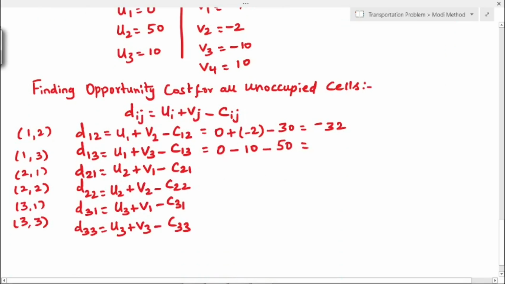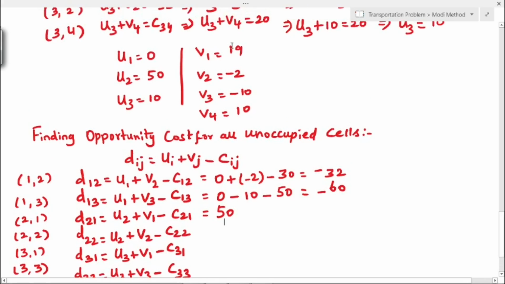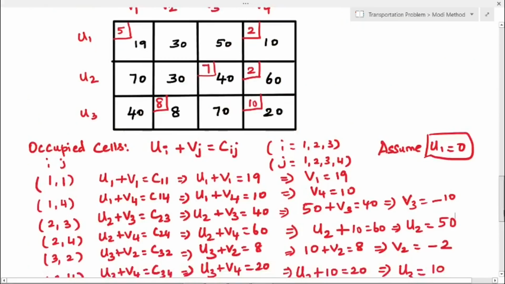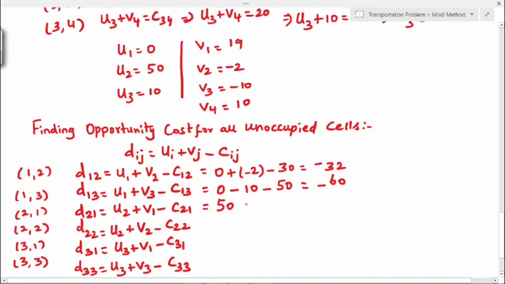So simplify this: minus 10 minus 50, so that is minus 60. Similarly here, the U2 value is 50, already we found out. So 50, what is V1? V1 here is 19, and C21, from the table, second row, first column, value 70. So V1 is 19 minus 70. If you simplify, you will get 50 plus 19, 69 minus 70. So that is minus 1.